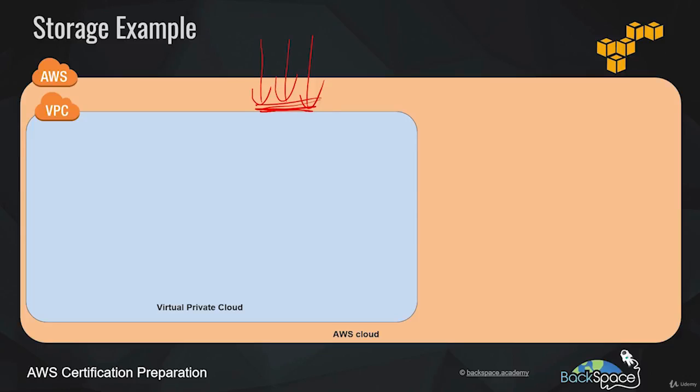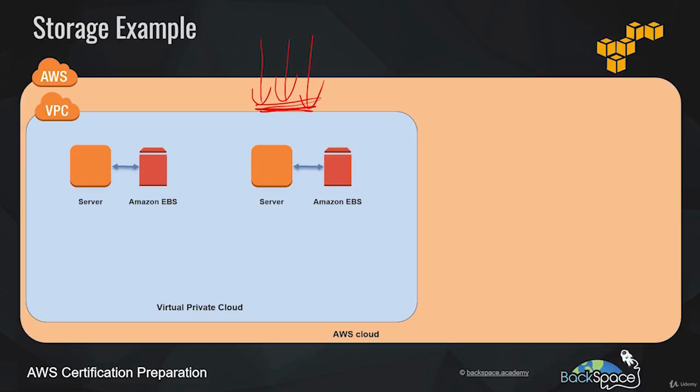So let's just say we launch 2 servers in our VPC. Now we want these servers to have access to data and somewhere to store that data. And so in a normal environment, you would just add a hard drive to that server. So in the same way, we can attach an Amazon Elastic Block Storage device to our servers. So that's great. We've now got high-speed access to our data.